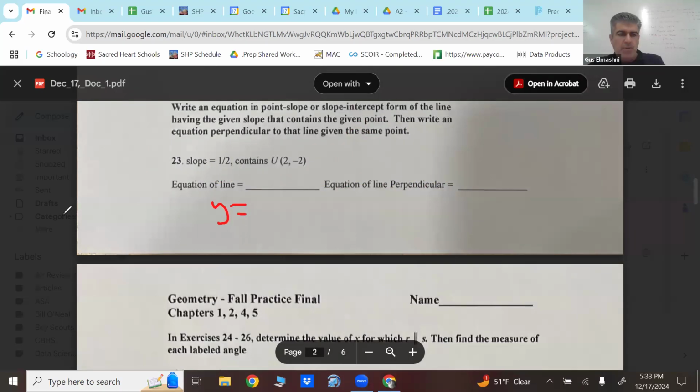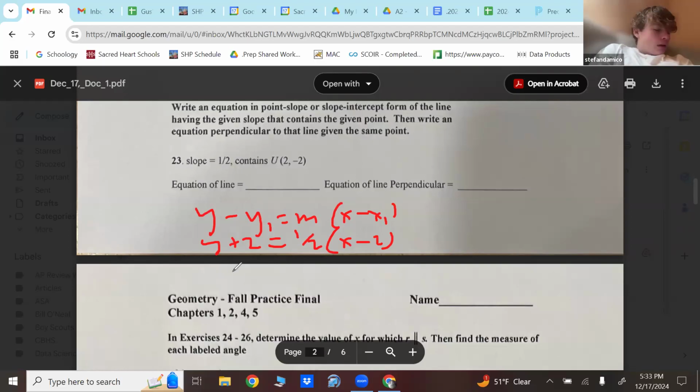So remember, you could do point slope form. That's the equation of the line. And then for the perpendicular line, just switch the slope from 1/2 to negative 2.